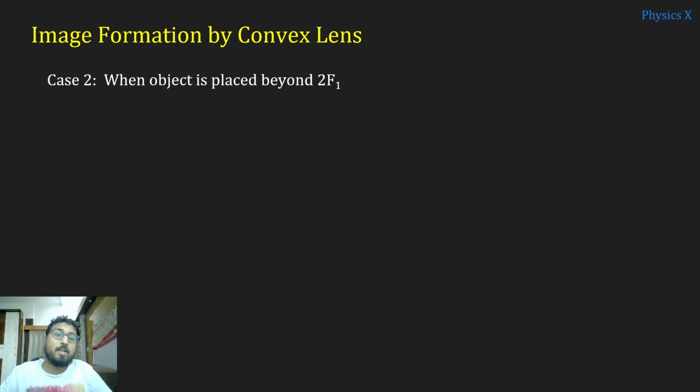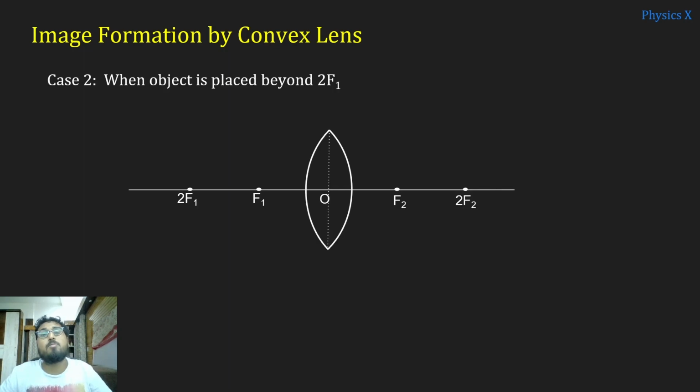Next, second case: the object is placed beyond 2f1. So now the object has come closer from infinity to near the lens. So what happens? Let us now consider this AB height.